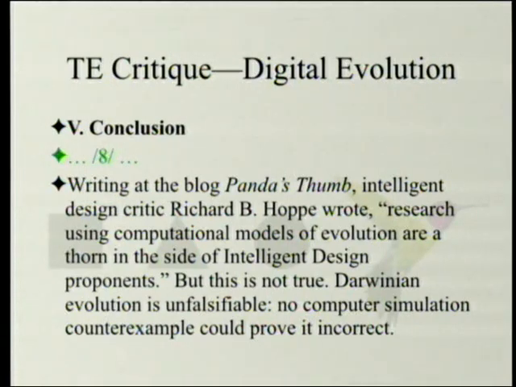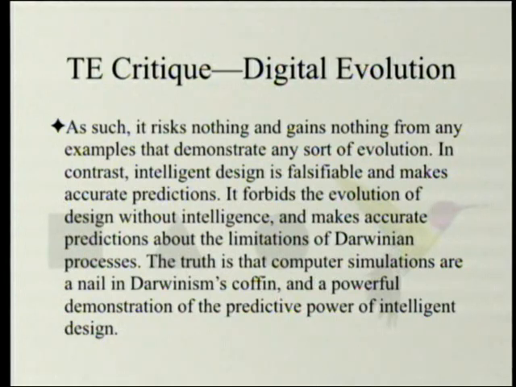Writing at the blog Panda's Thumb, intelligent design critic Richard B. Hoppe wrote, "Research using computational models of evolution are a thorn in the side of intelligent design proponents." But this is not true. Darwinian evolution is unfalsifiable. No computer simulation counterexample could prove it incorrect. As such, it risks nothing and gains nothing from any examples that demonstrate any sort of evolution. In contrast, intelligent design is falsifiable and makes accurate predictions. It forbids the evolution of design without intelligence and makes accurate predictions about the limitations of Darwinian processes. The truth is that computer simulations are a nail in Darwinism's coffin and a powerful demonstration of the predictive power of intelligent design.